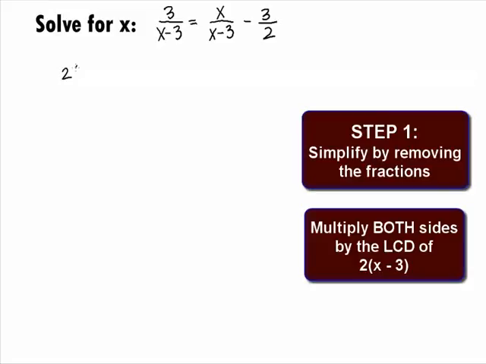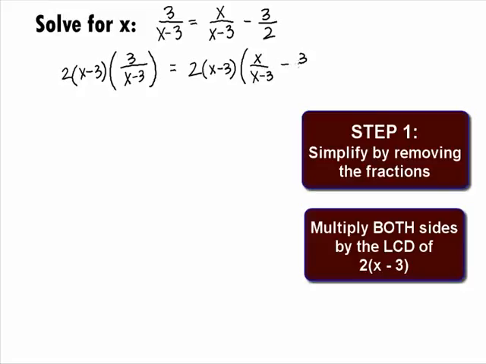Let's see what it looks like when we multiply both sides by 2 times x minus 3. On the left side, we have 2 times x minus 3 times 3 over x minus 3. On the right side, we'll have 2 times x minus 3 times x over x minus 3 minus 3 over 2.